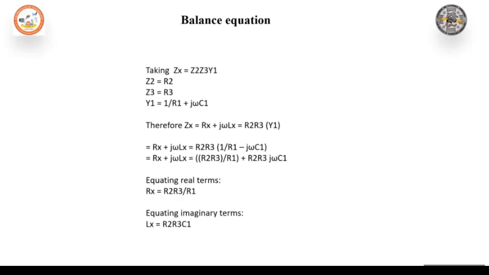The quality factor of the coil can also be found. Q, called the quality factor, is equal to omega Lx by Rx. So you have Lx as well as Rx. Substitute, and finally we end up with Q equal to omega R1 into C1. This is about Maxwell's inductance bridge.